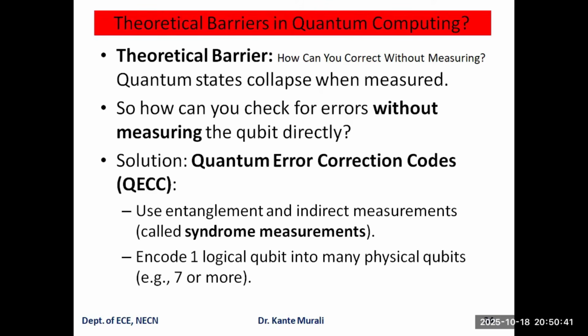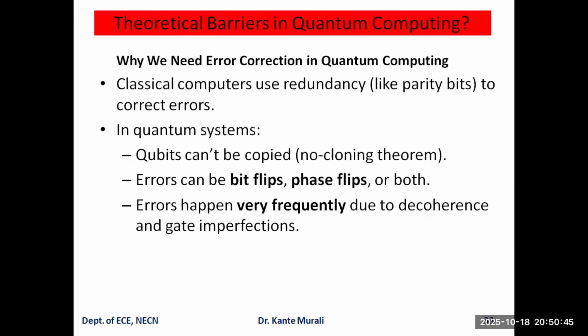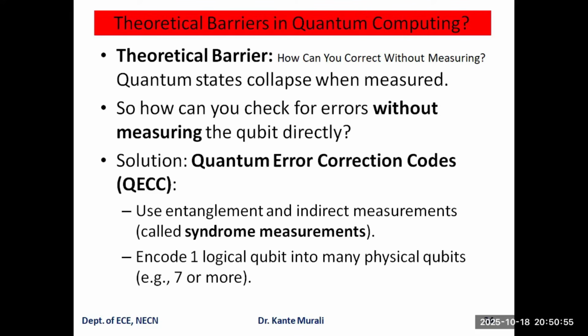The solution is quantum error correction codes. They use entanglement and indirect measurements called syndrome measurements. The question is, how can you correct the qubits without measurement? Here is the million-dollar question, because if you measure the quantum state, it collapses. How can you check for errors without destroying it? The solution is quantum error correction codes. They use entanglement and indirect measurements called syndrome measurements, in which you don't measure the qubit itself, you measure the related properties that reveal if an error occurred.